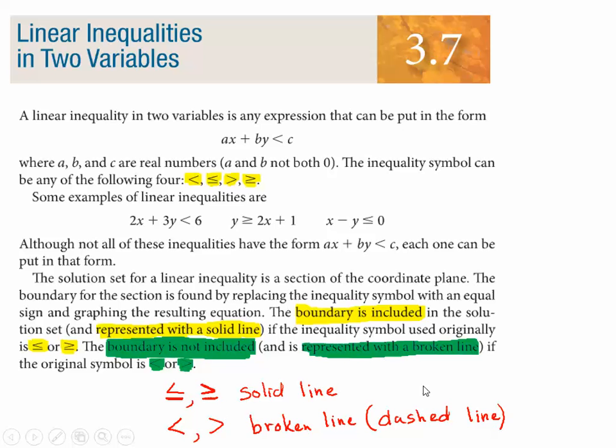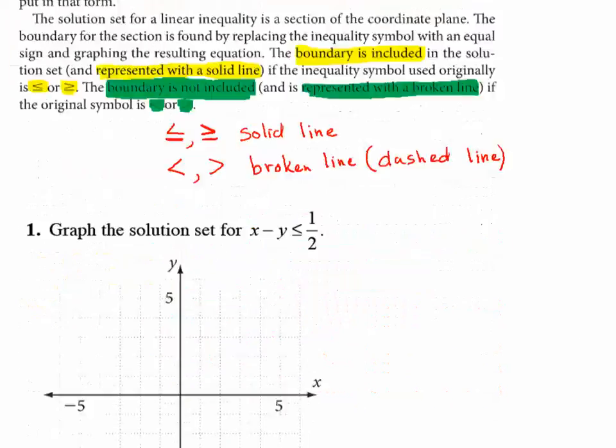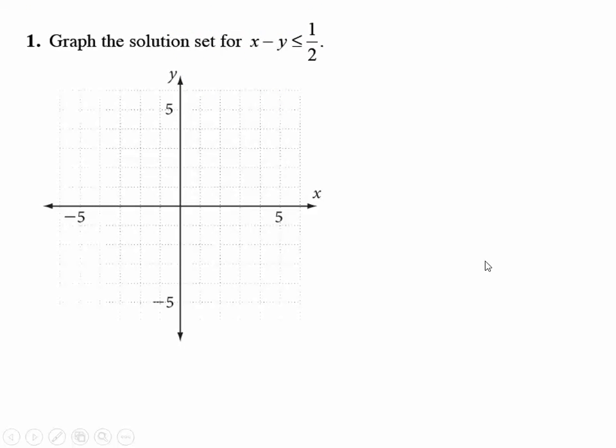And then there's an extra little thing called a shade. So we'll see what that means. So let's go for it. I think as we do some examples here, it'll be more clear. So let's graph the solution set x minus y less than or equal to 1/2. Alright, since the x's and y's are both on the same side, I'm going to do this by intercepts.